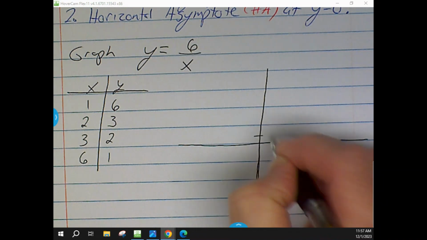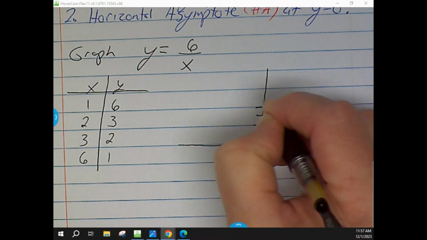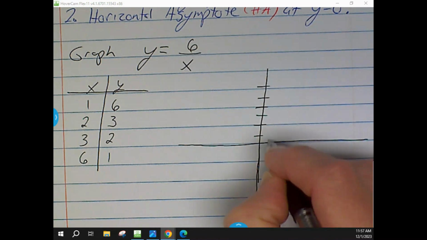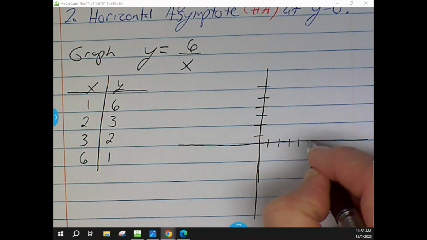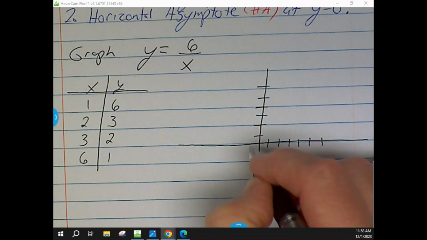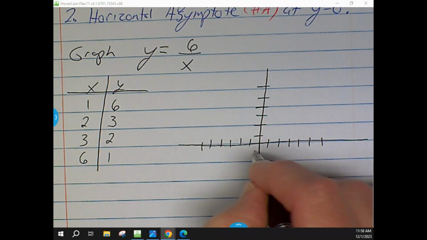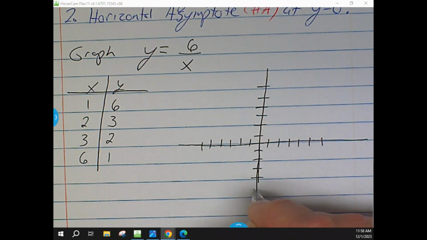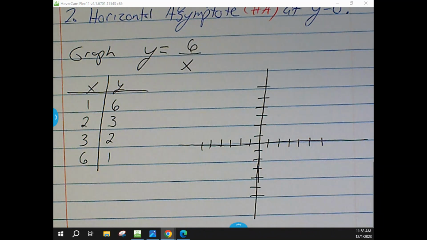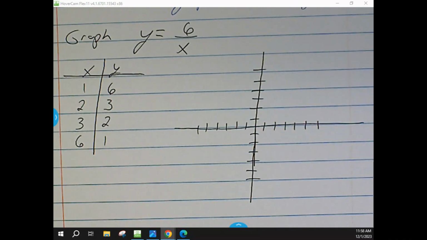Okay, so we're going to go 1, 2, 3, 4, 5, 6. 1, 2, 3, 4, 5, 6. We'll go negatives here in a minute. 1, 2, 3, 4, 5, 6. Okay, so there's our graph where we're going to go. And we'll graph these points first.